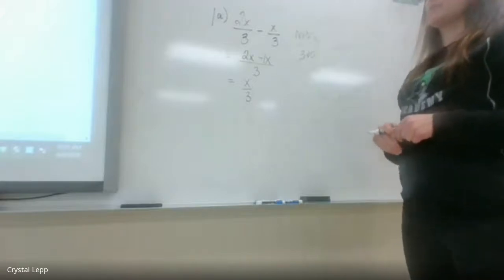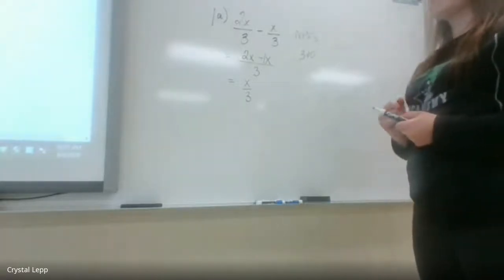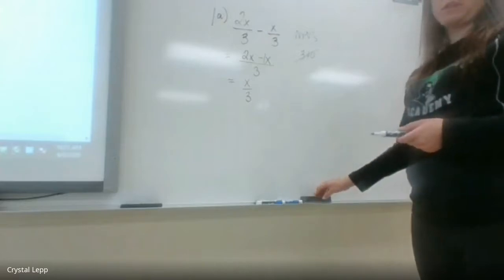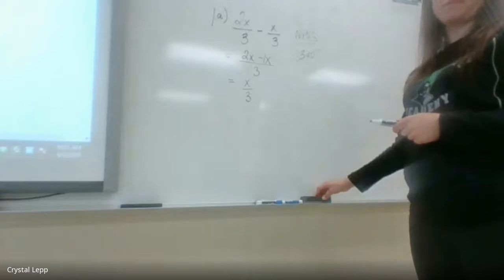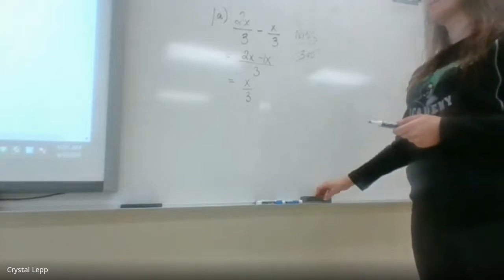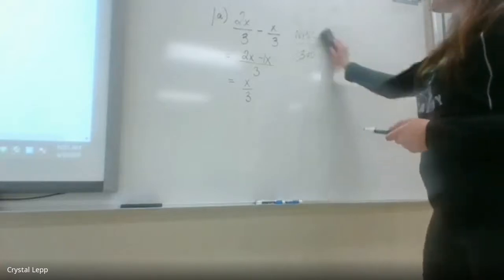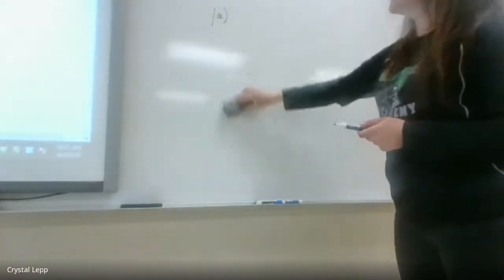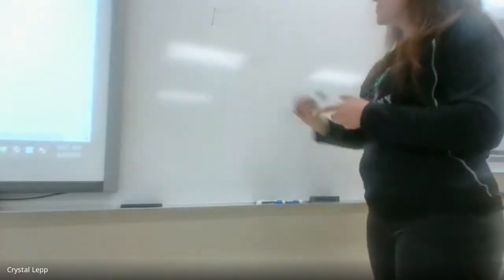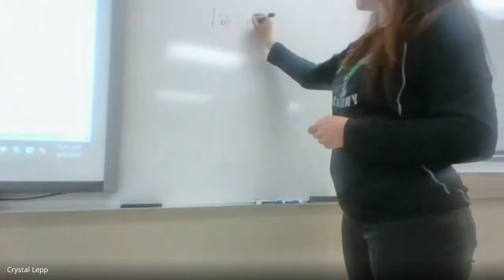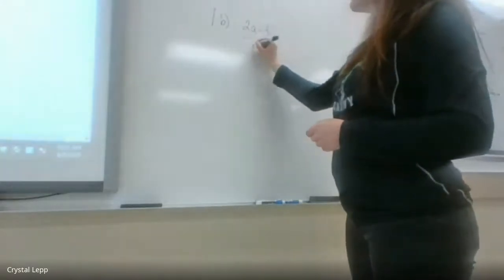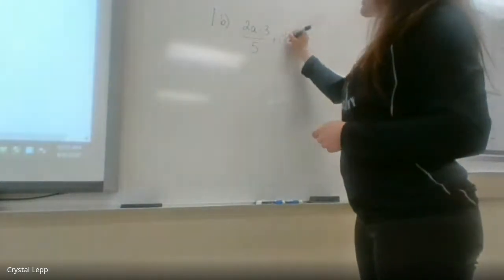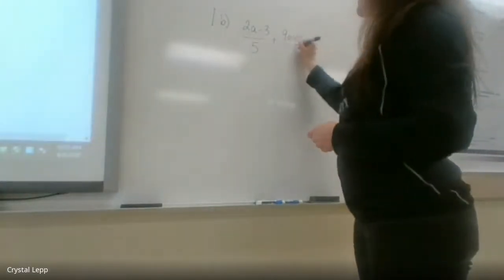So that's 1a, which is a nice one because it already has a common denominator. The first examples in 1 all have common denominators because we're going to learn how to actually do the operations on the top first before having to find common denominators. So that's 1a. 1b is 2a minus 3 over 5 plus 9a plus 1 over 5.